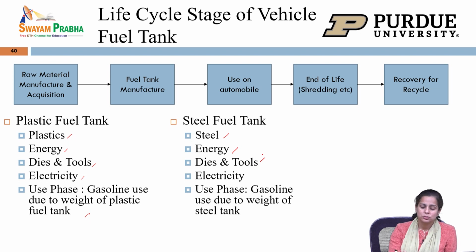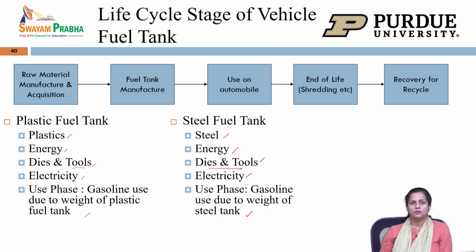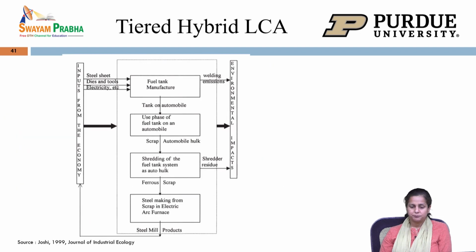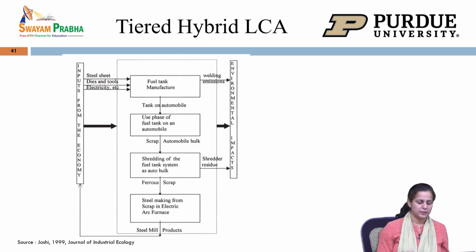Of course, for your dies and tools here, you might be using a lathe machine, and in the case of plastic, you might be using forming machines or extruders and things like that. So of course, the kind of dies and tools that are used for the manufacturing of these two vehicle fuel tanks using different materials will also be different. Of course, the electricity, which is the energy input, might also be different based on the material type. And then during the use phase of the vehicle fuel tank, you have different gasoline use due to weight of steel tank. So when they did the tiered hybrid LCA, this was a 1999 study by Joshi.